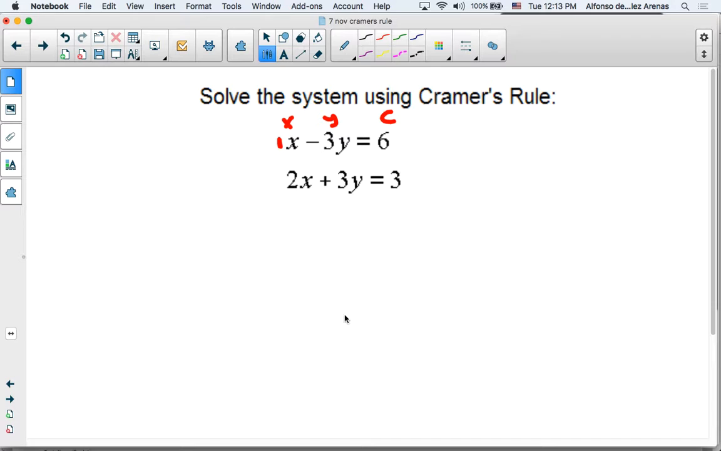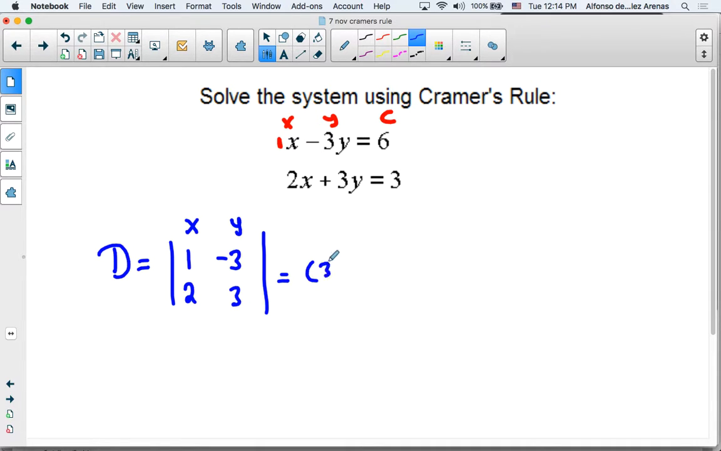Okay, so let's solve this system. Cramer says that you need to start building or writing the determinant. In the determinant, you have to use the column of x and the column of y. In the column of x, you have 1 and 2. In the column of y, you have -3 and 3. Right? And the rest is easy. 1 times 3 is 3 minus 2 times -3 is -6. You have 2 negative signs. That becomes positive. So it would be 3 plus 6 is 9. It means that D equals 9.